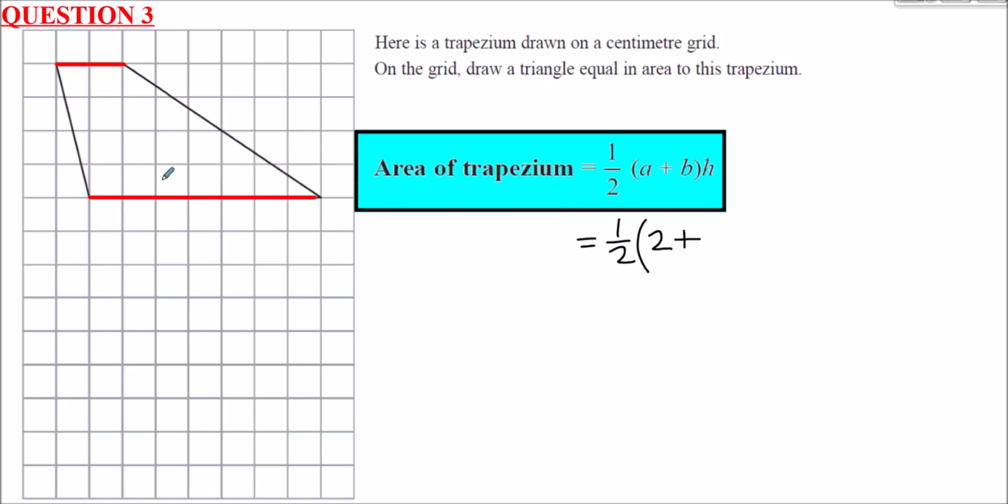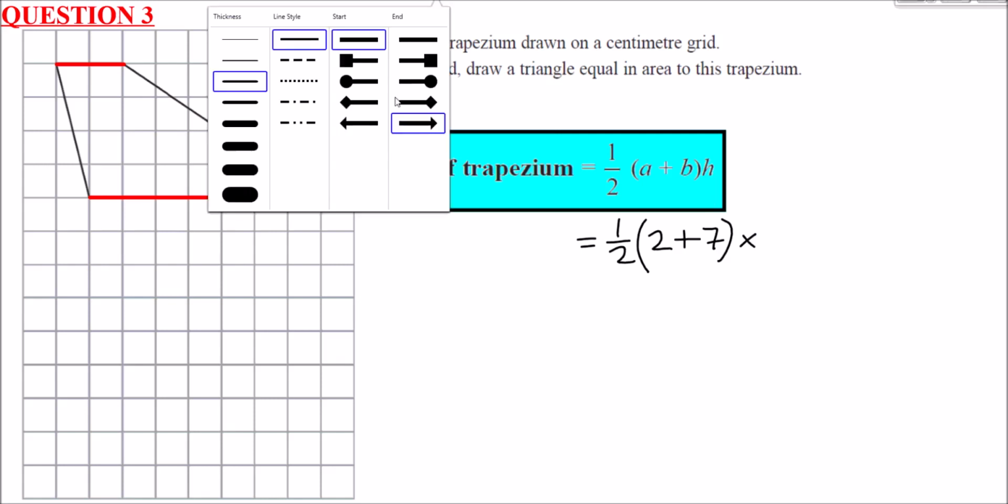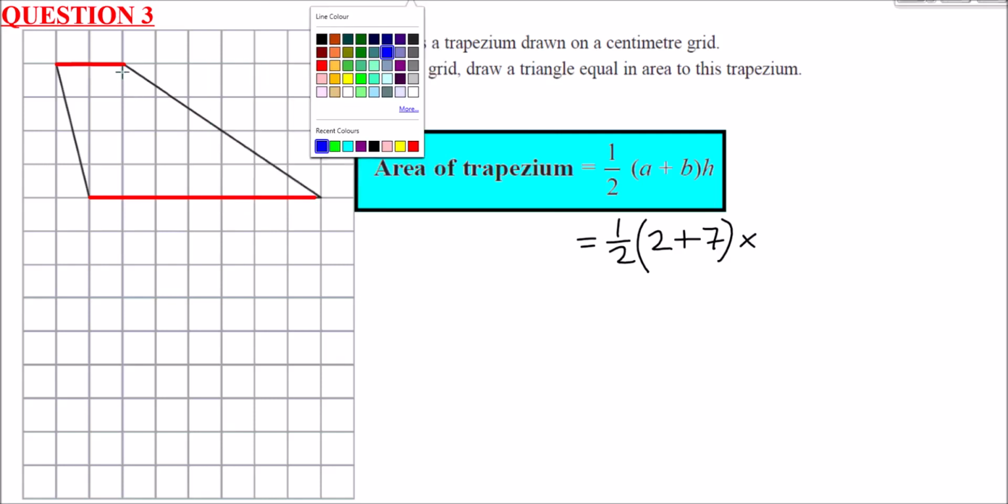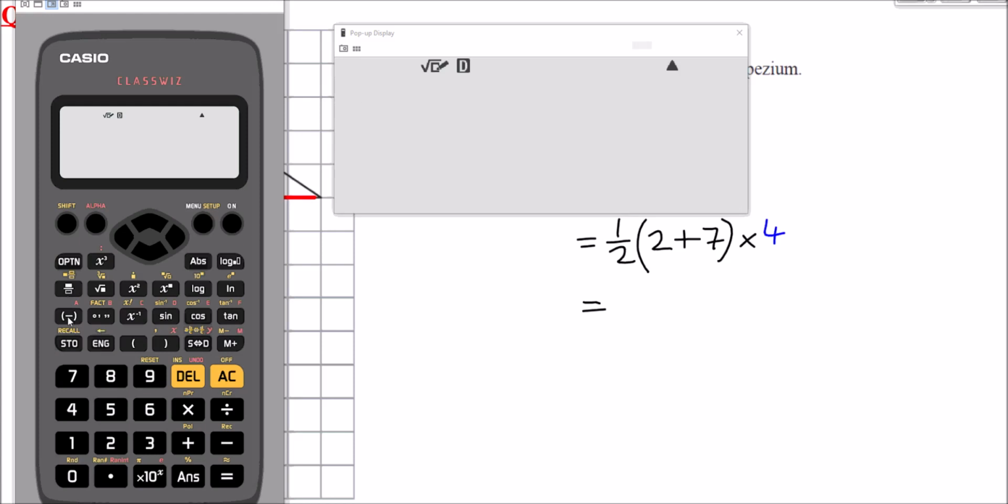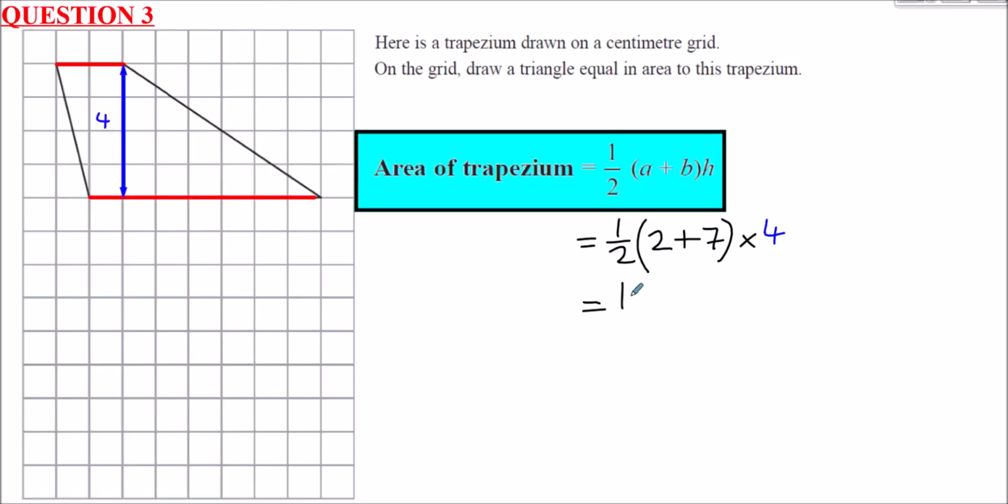This one's 1, 2, 3, 4, 5, 6, that's 7 squares long. And times it by the height. Well, the height of this one, let's just see now, from top to bottom, it's 4 high. So I'm going to times that by 4. So a half of 2 plus 7 times by 4, that gives us 18. 18 units squared.